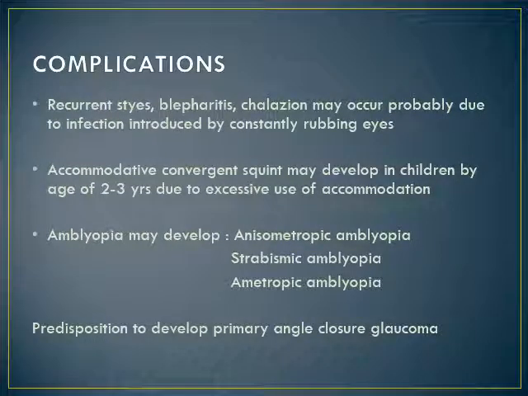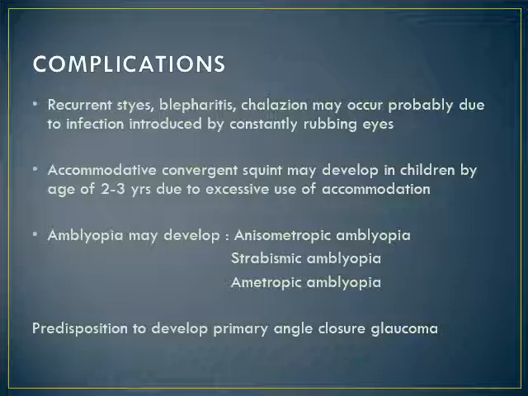So what are the complications? Recurrent styes, blepharitis, and chalazion may occur due to constant rubbing of the eyes due to the strain of the eye. In children, it may present as an accommodative convergent squint due to the excessive use of accommodation to see clear near objects. Then some children may have amblyopia, that is defective vision, but there is no structural problem in the eye. So it may be anisometropia, that means the refractive error in the two eyes differs by more than 2 diopters.